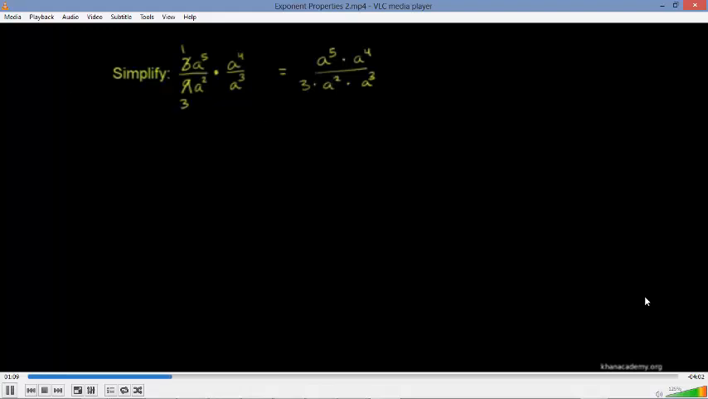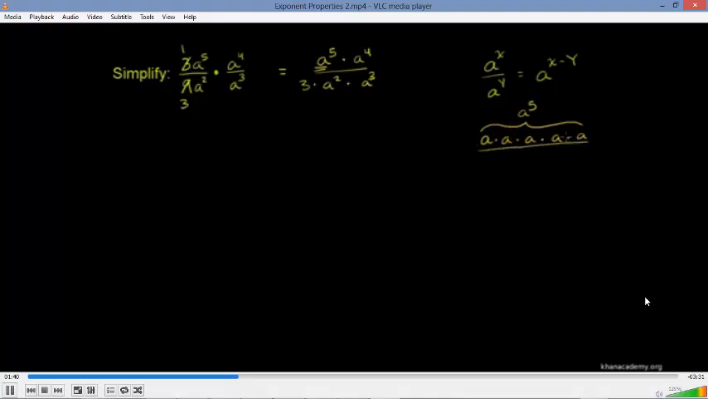One, sometimes called the quotient rule, is just the idea that if you have a to the x over a to the y, this is going to be equal to a to the x minus y. And just to understand why that works, let's think about a to the 5th over a squared. So a to the 5th is literally a times a times a times a times a. That right there is a to the 5th.